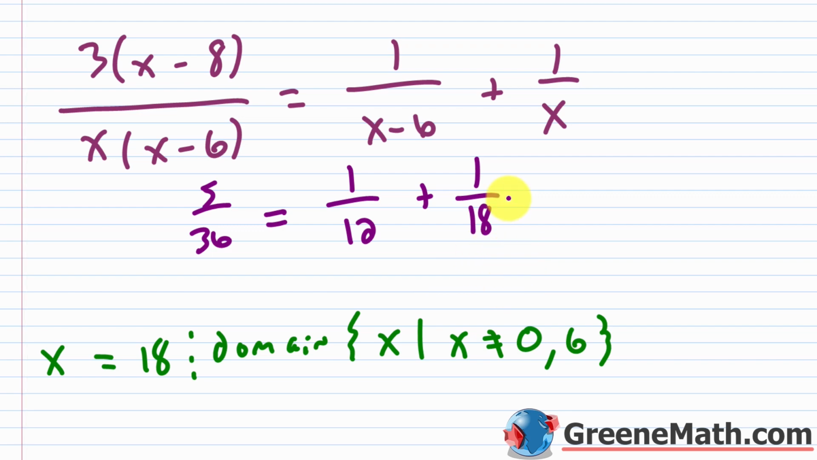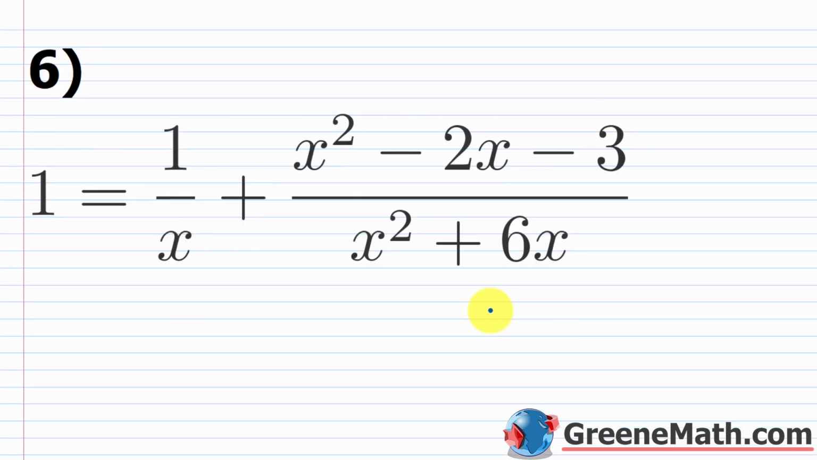So I'm going to multiply this by 2 over 2. And I'm going to multiply this by 3 over 3. And so you're going to get 3 over 36. And then plus 2 over 36. And obviously, this would be 5 over 36. So we have verified our answer here of x equals 18, because again, the left and the right sides are equal. And of course, we do not have a domain violation here. All right, let's take a look at problem number 6.